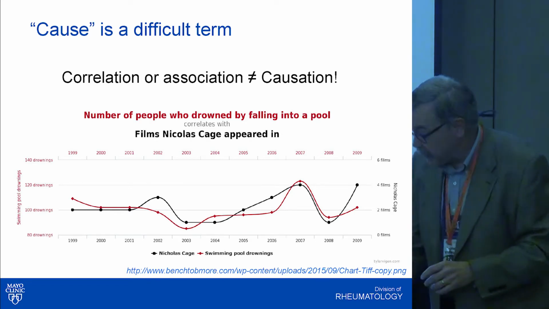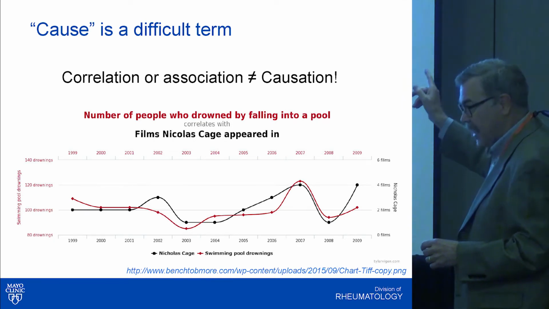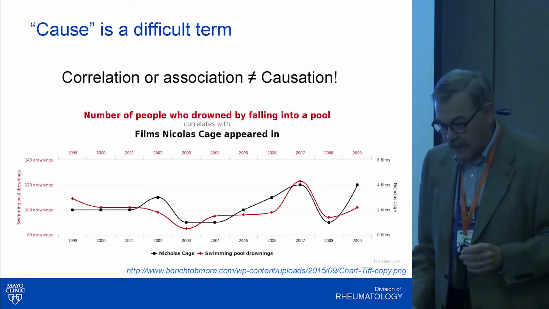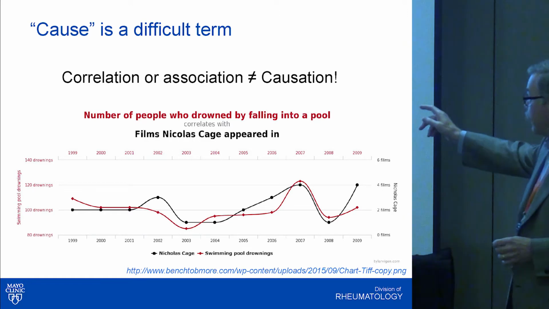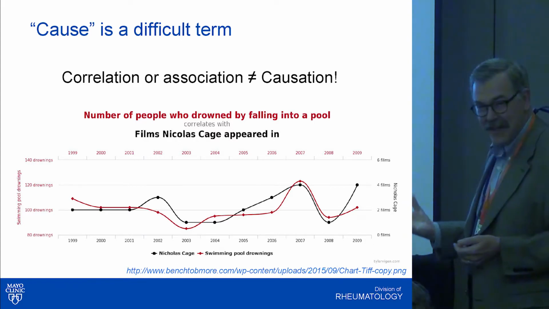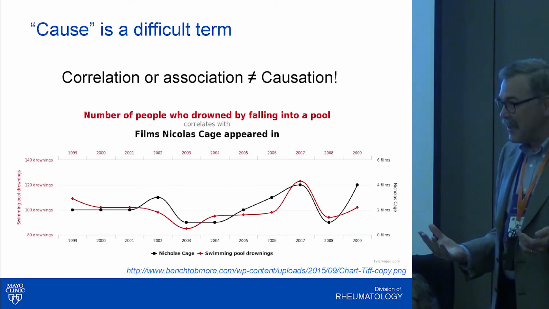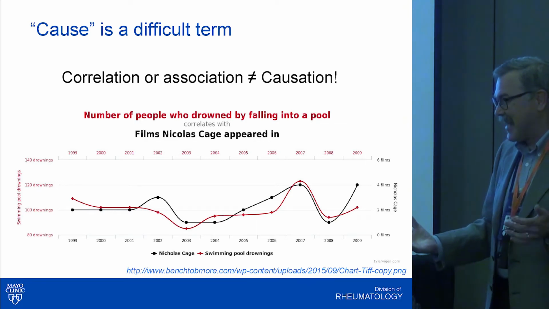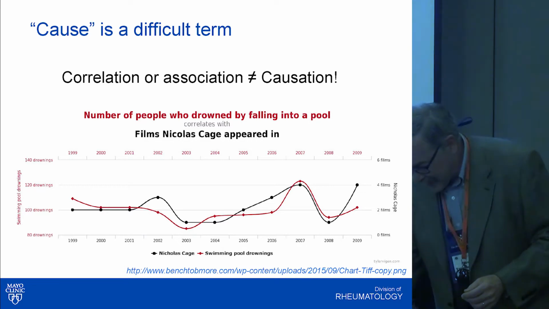So just to make this point that correlation or association does not mean it's causal, I found this on the internet, a graph that correlates in red the number of people who drowned by falling into a swimming pool with the number of films that Nicolas Cage appeared in each year. And those graphs sort of match pretty well, but there's no way that the number of films Nicolas Cage made had anything at all to do with the number of drownings, right? So, yeah, I don't know. Maybe the films were so bad that they just stumbled. Okay.